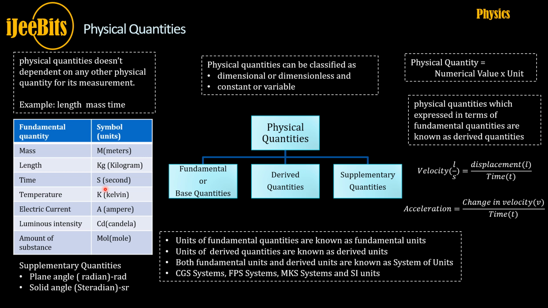Let's say for instance velocity, we all studied, right? Velocity is displacement by time. Displacement is nothing but a length, and then time. So length by time is velocity. Length and time are part of your fundamental quantities: length, mass, time. So velocity, which we measure in terms of length and time, is a derived quantity, expressed in terms of fundamental quantities, right?